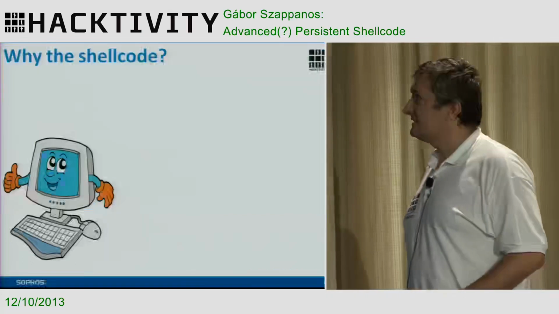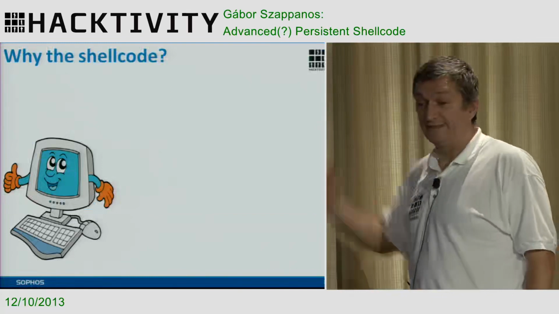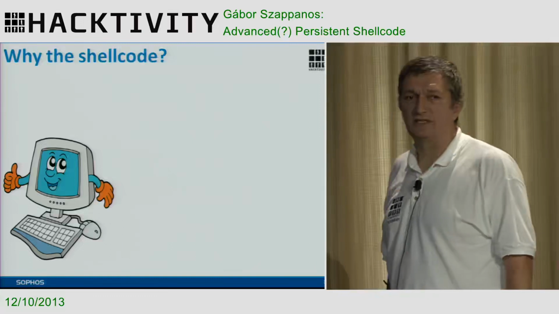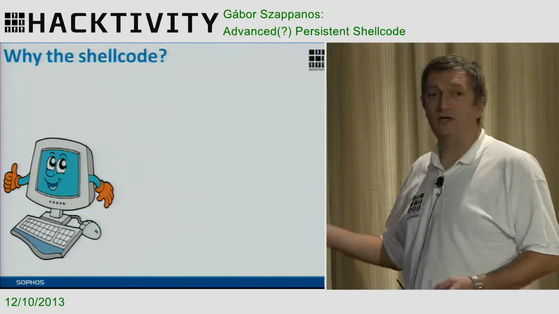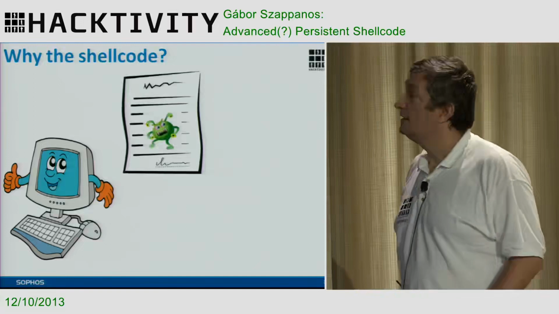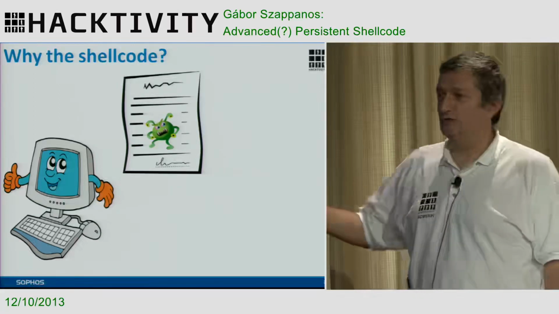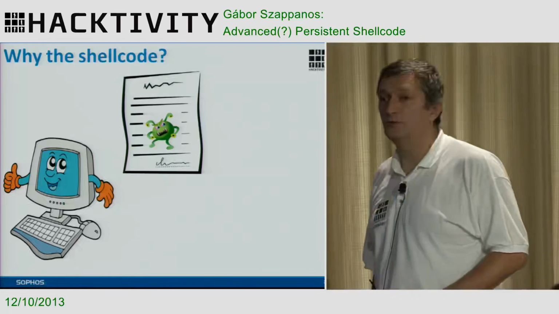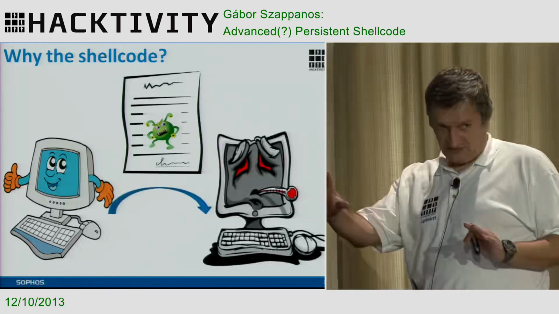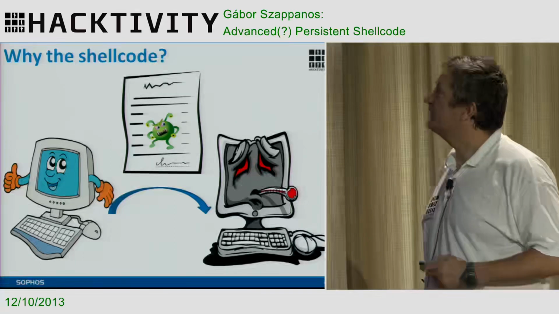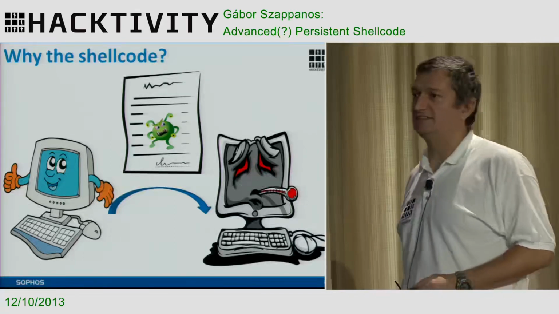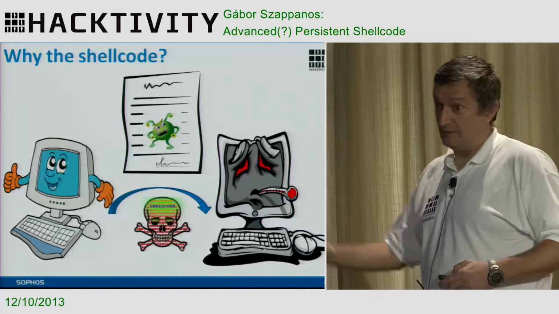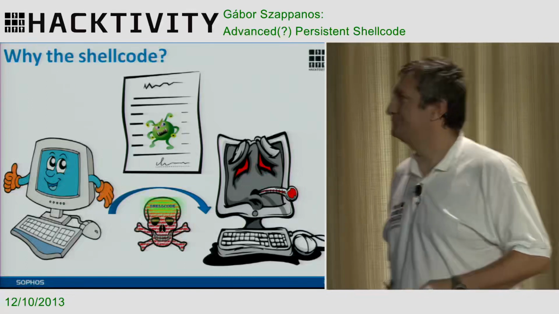So, why this interest in shellcodes? Why is shellcode that important? Let's see a typical targeted attack scheme. We have a happy, uninfected computer. An exploit document arrives to this happy computer. Some black magic happens in the background, and the final result is an infected computer with malware running on it. This black magic that happens in the background is the shellcode.